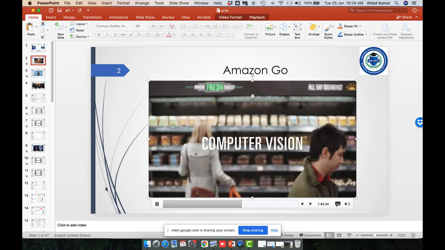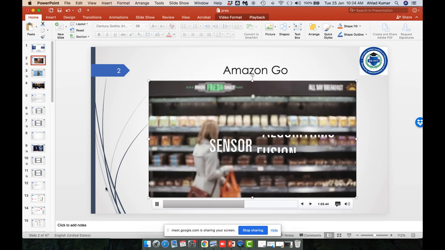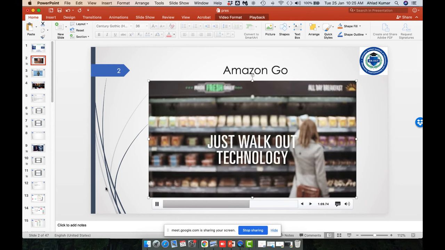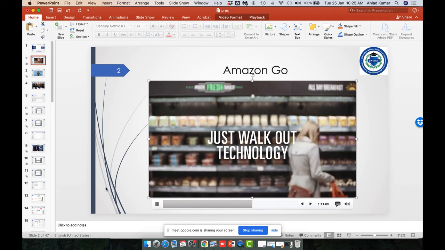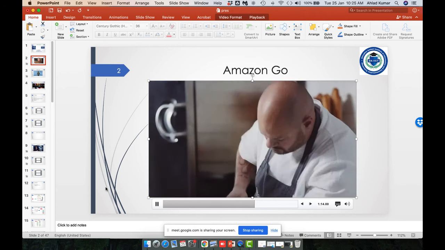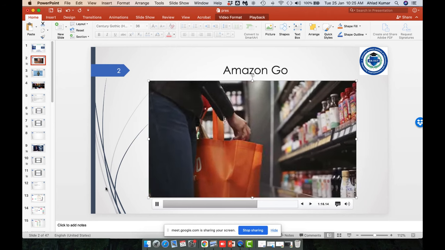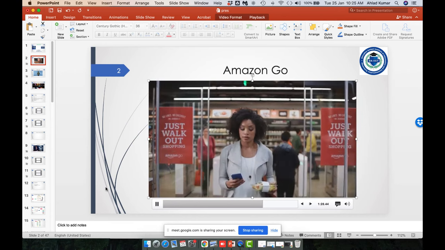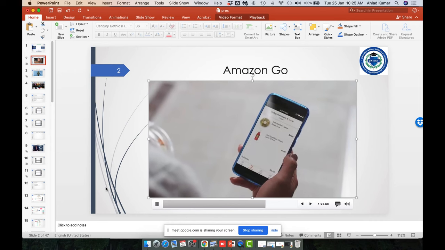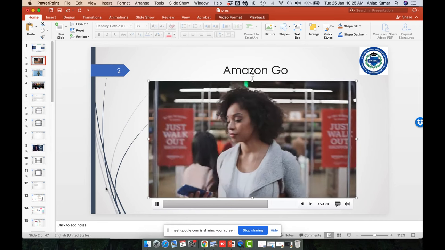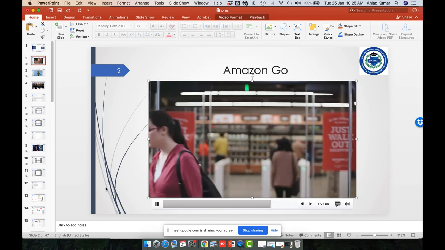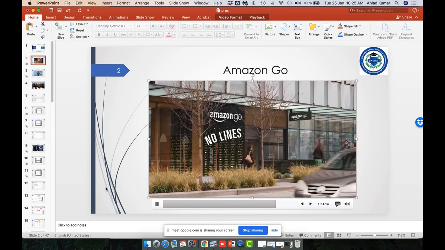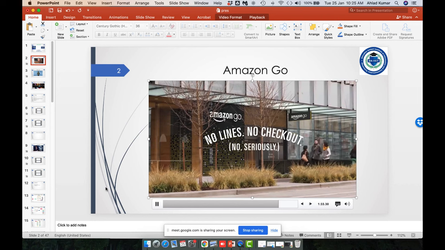Used computer vision, deep learning algorithms, and sensor fusion, much like you'd find in self-driving cars. We call it Just Walk Out technology. Once you've got everything you want, you can just go. When you leave, our Just Walk Out technology adds up your virtual cart and charges your Amazon account. Your receipt is sent straight to the app, and you can keep going. Amazon Go. No lines, no checkout. No, seriously.